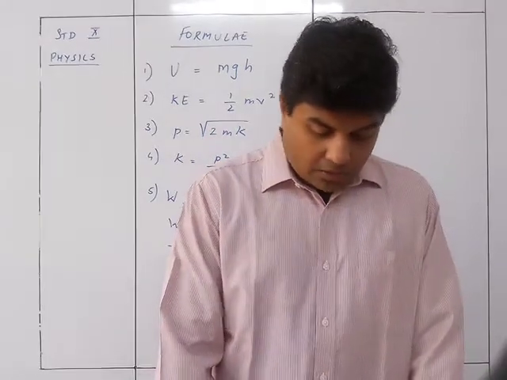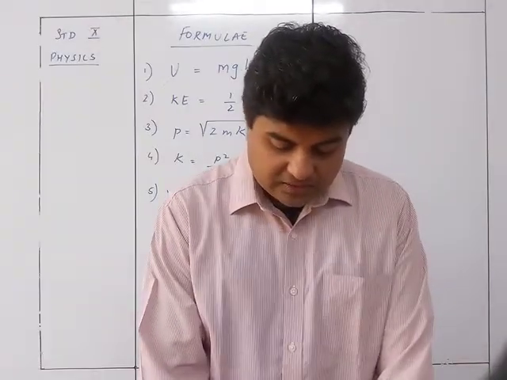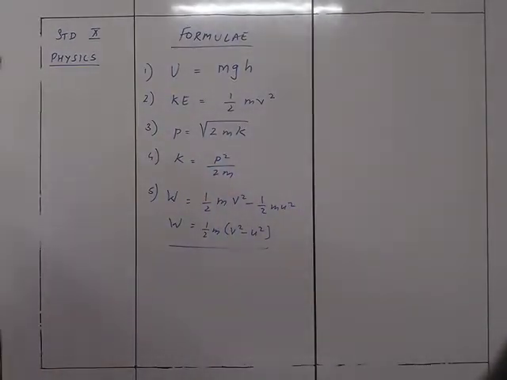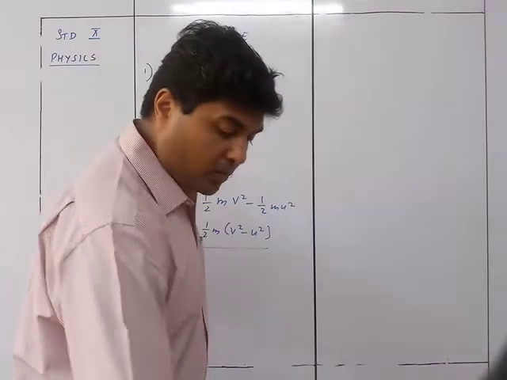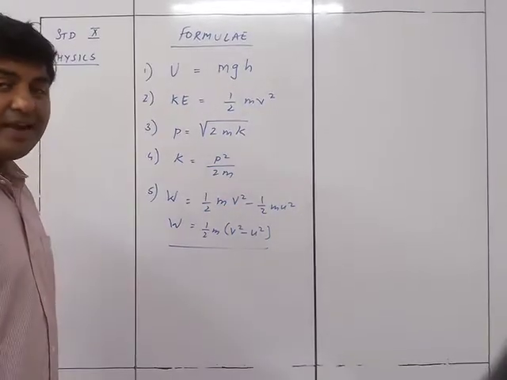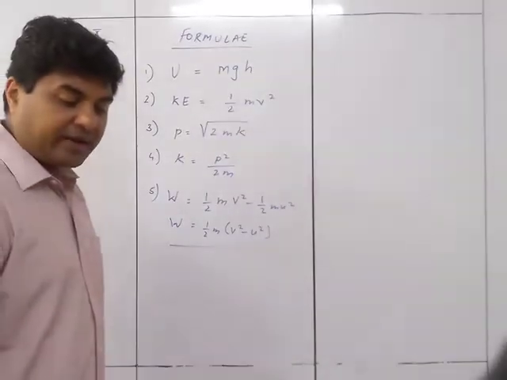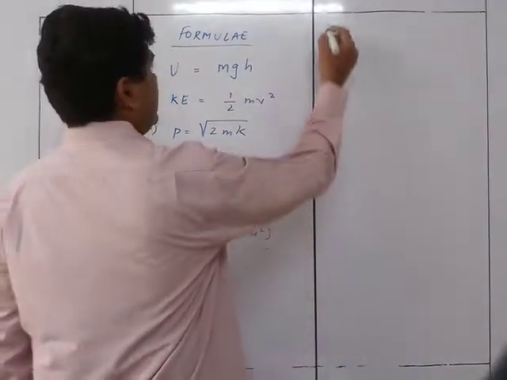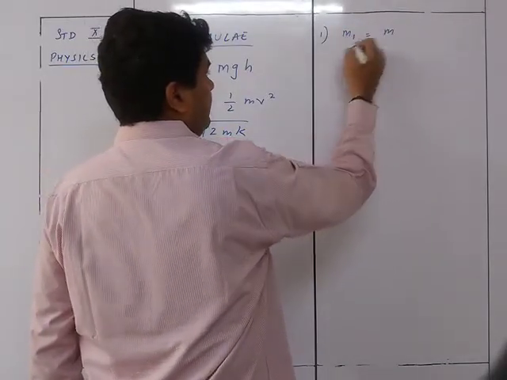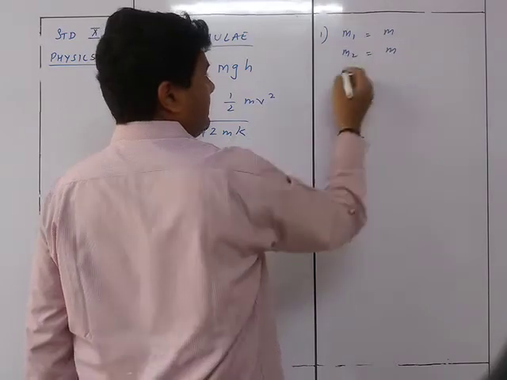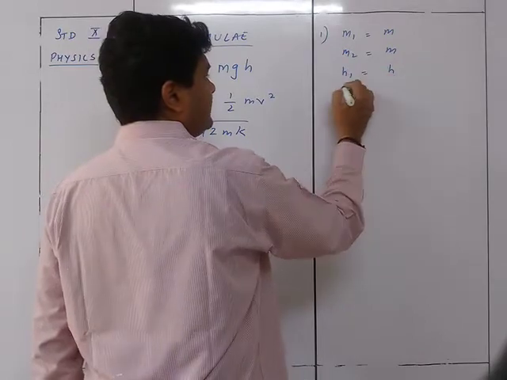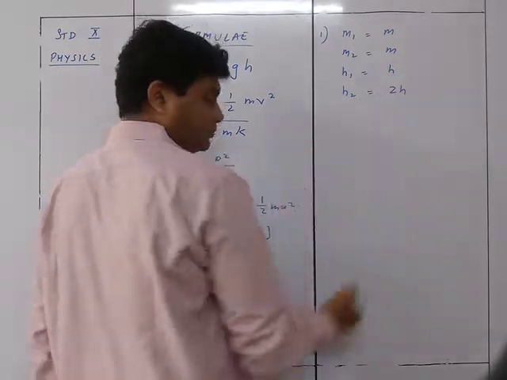So we'll start directly with the numericals, right? You need to note these down. We'll start with sum number 1. Two bodies of equal masses are placed at heights h and 2h. Find the ratio of the gravitational potential energy. What we have is m1 is equal to m, m2 is equal to m, because the masses are equal. The h1 is equal to h, whereas h2 is equal to 2h.